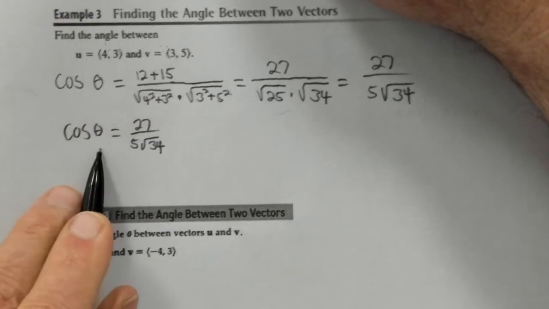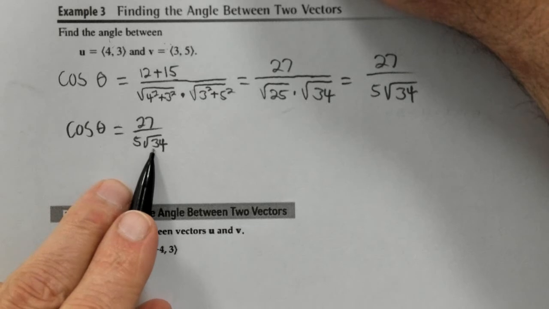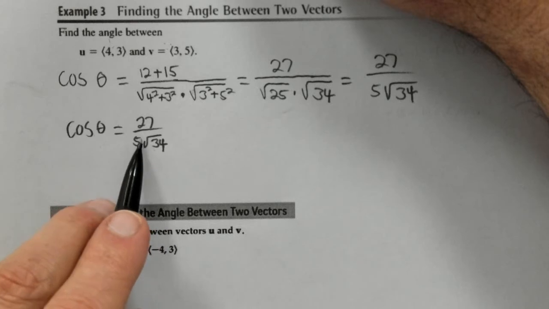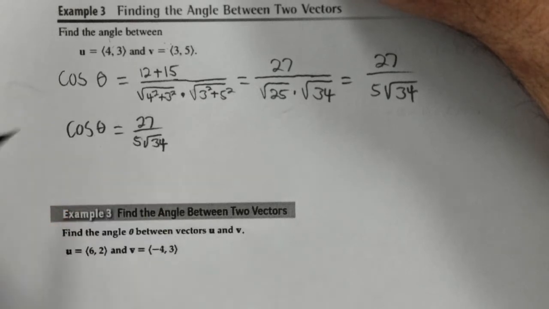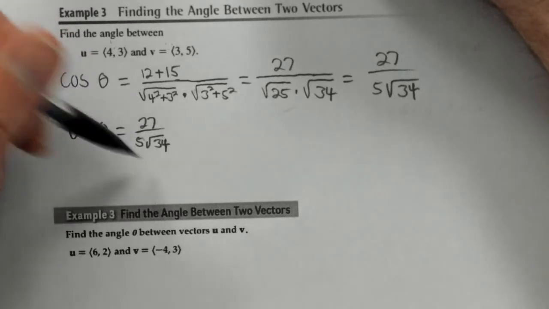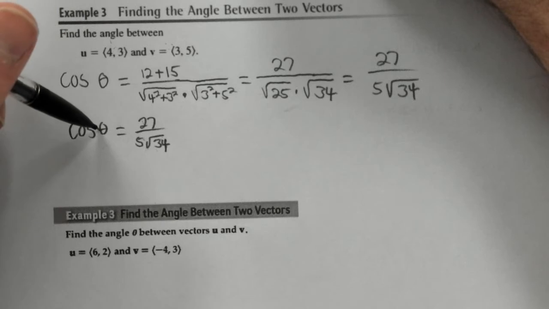And since I'm just looking for the angle and not really simplifying this as an answer, I'm not going to bother rationalizing the denominator here. I'm not going to bother getting this square root out of the denominator because this is not my final answer. I don't need to put it in a simplified form. All I need to do is just use this value to get the angle.